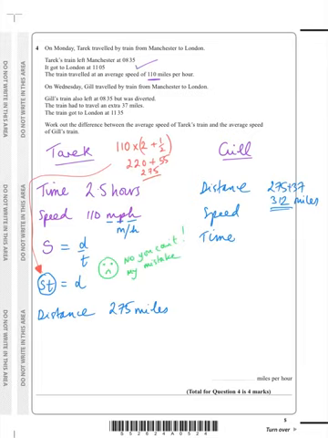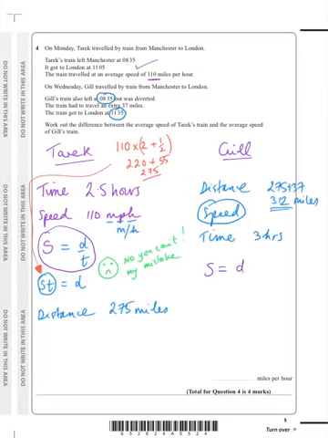And it says work out the difference between the average speed of Tarek's train and the average speed of Jill's train. Well, everything's in the question. So we can see here that the total time that it took was 3 hours for the journey. So we can work out the missing link here, which is the speed. Now if we use the one we had before, speed is distance over time, then we can have the distance here as 312 divided by 3, and on your calculator or in your head you can see that's 104 miles per hour.